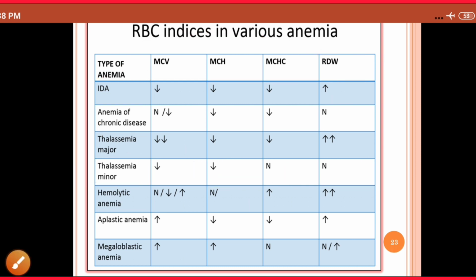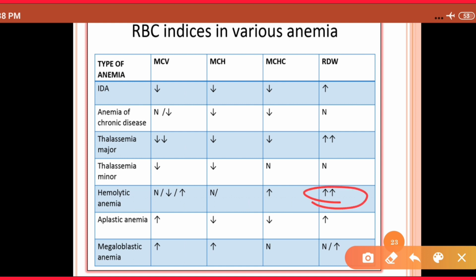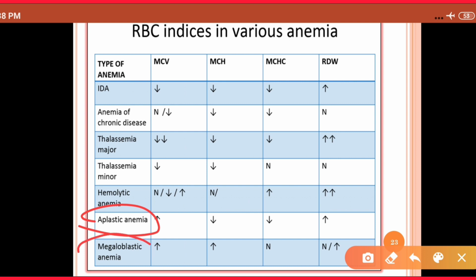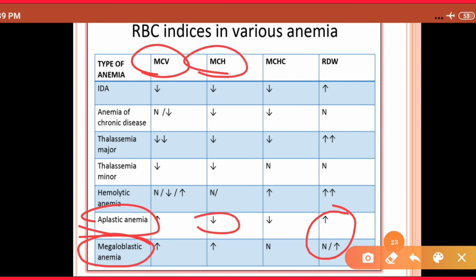Remember that. Okay. In case of hemolytic anemia, you have an increased RDW, and MCV and MCHC can be increased or decreased according to the different cause. Okay guys, in the aplastic anemia and in the megaloblastic anemia, obviously your MCV will be high because you have macrocytic red blood cells, right? And your RDW will also be increased. But the MCH, that is the hemoglobinization, is low in aplastic anemia and it is high in case of megaloblastic anemia. So that is again the differentiating point.